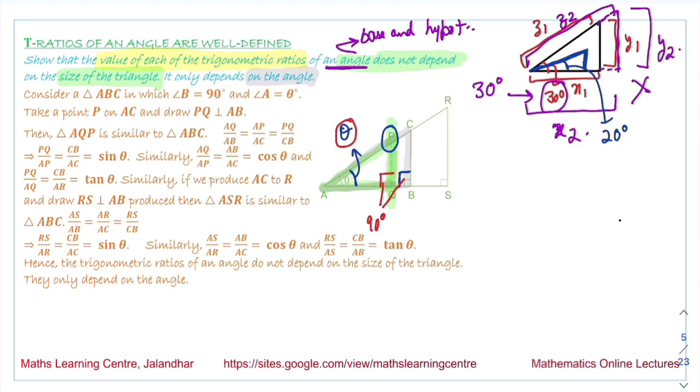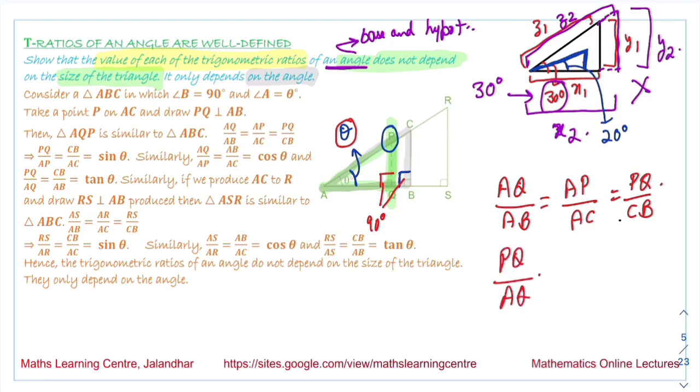So what we get is that AQ over AB is equal to AP over AC, which is equal to PQ over CB. This is from the similarity condition we are talking about. We get these values equal to each other. So this gives us PQ over AQ, and AQ over AB, PQ over BC. We have cross multiplied these terms over here. So what we get is that PQ over AQ is equal to CB over AC.